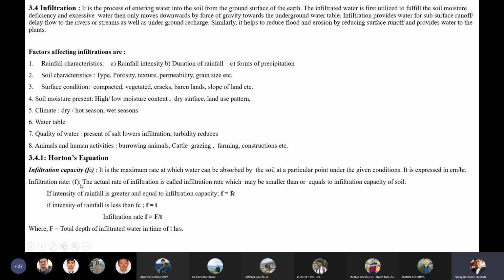Now quality of water. The quality of water means the presence of salt and the presence of soil particles in the water. That is the turbidity.